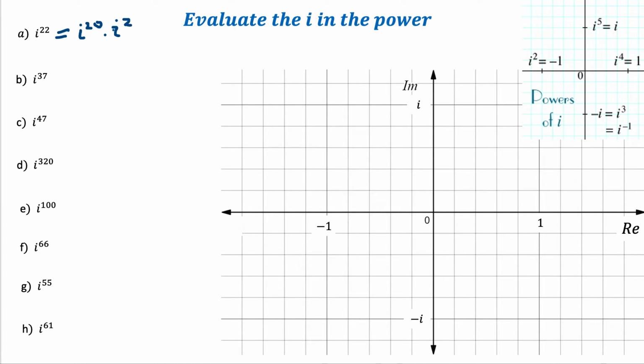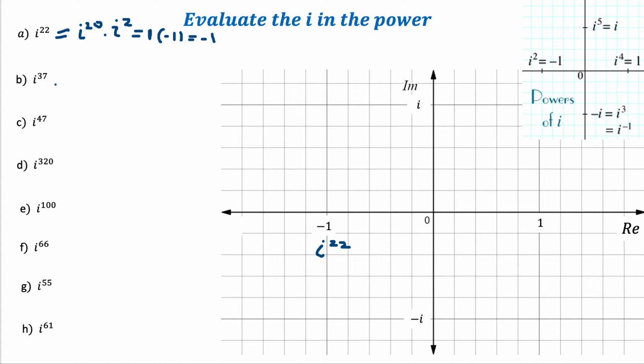We already know i to the 20 is 1, so this is equal to 1. On the other hand, we know i squared is equal to minus 1, because 1 times minus 1 is equal to minus 1. So if we are sketching i to the 22 in the complex plane, it is going to be minus 1, which is here. So the position is right here, and we can sketch it in this position.